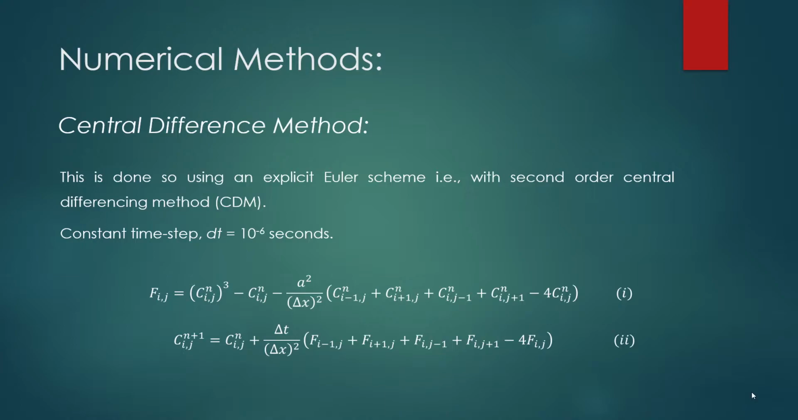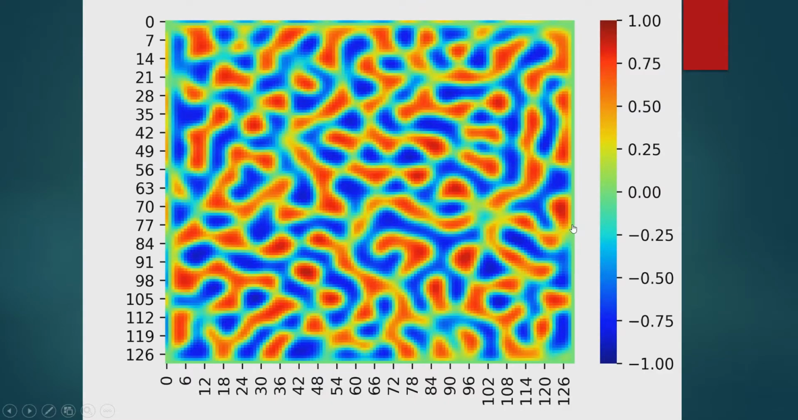So one of the ways of going about this would be using finite differencing. In finite differencing, we can use the central difference method. Using an explicit Euler scheme with the second order central differencing method at a constant time step of 10 power minus 6 seconds, for a node of 128, for a total time of 0.012 seconds, that is for a total of 12,000 iterations, we can employ the equations given below to calculate the evolution of the concentration with respect to time. So we get the results as shown below.